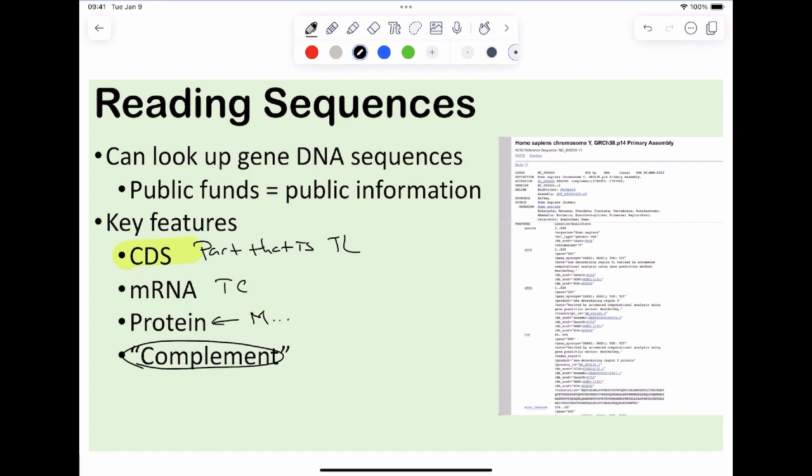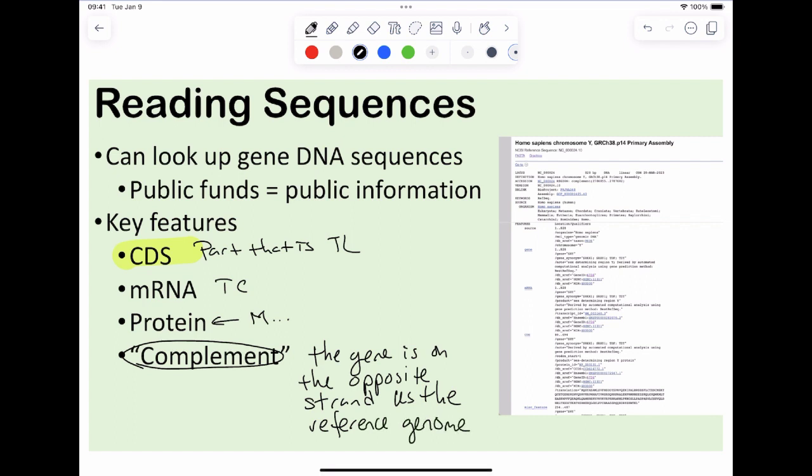But sometimes the word complement appears. The word complement means the gene is on the opposite strand as the reference genome. Meaning, the sequence we talk about is going to be this top one. This top one is going to be 5 prime to 3 prime. If you're told something is complement or complementary when you look at the sequence, you're being told it's down here. But we talk about it by projecting it up to the top. So the numbers are backwards. When you see the word complement, it is a code that you need to read backwards.